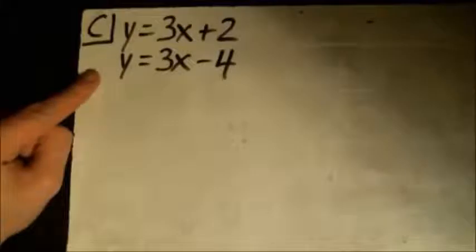For C, we have y equals 3x plus 2, and y equals 3x minus 4. So once again, we want to make sure both are in slope-intercept form, which they already are, and now we want to graph both lines. So the first line, y equals 3x plus 2, our y-intercept is 2, and our slope is 3. So I'd want to go up 3, right 1. For the second line, we have y equals 3x minus 4, so our y-intercept is negative 4, and our slope is 3, so I'd want to go up 3, right 1.